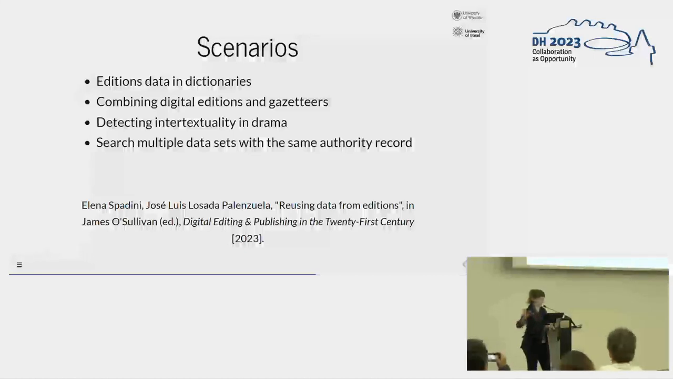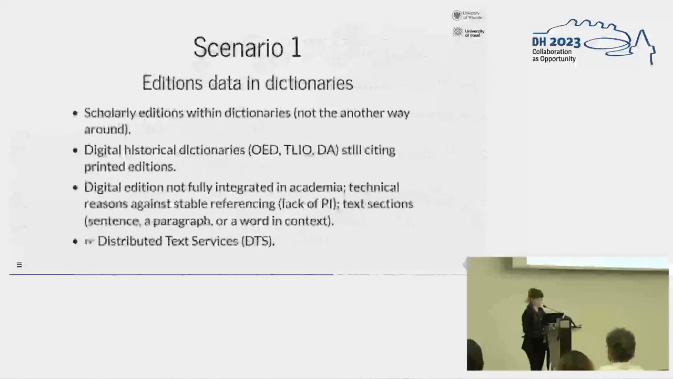This one is more towards text analysis. And then, searching multiple datasets with the same authority record, which is the one that I mentioned briefly before. I will only talk about the reuse of edition data in dictionaries now. So just to clarify, here I'm talking about the reuse of the data from the edition in the dictionary, and not the other way around, so not the case in which you have an edition and you have a term and you point to a dictionary to explain that term, but the other way around.